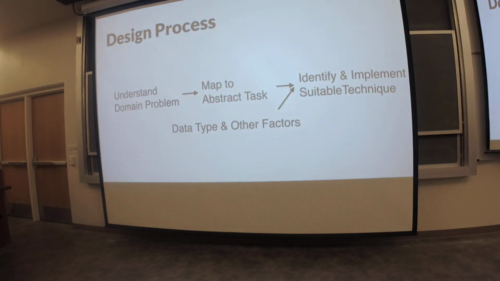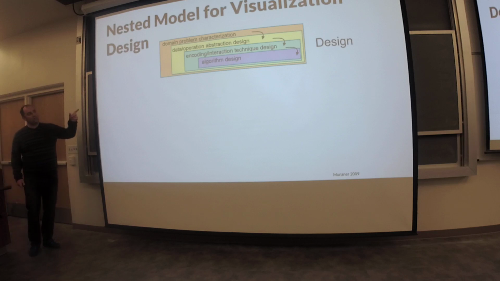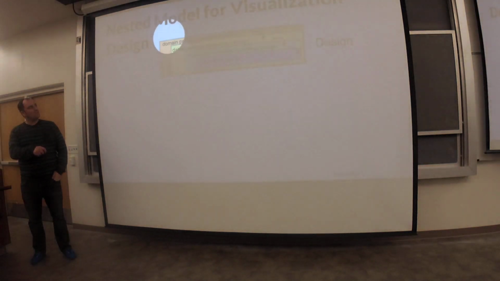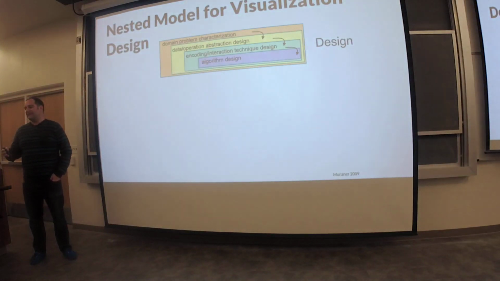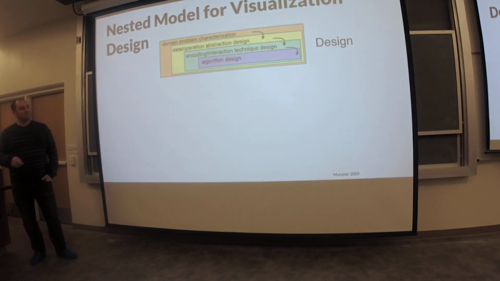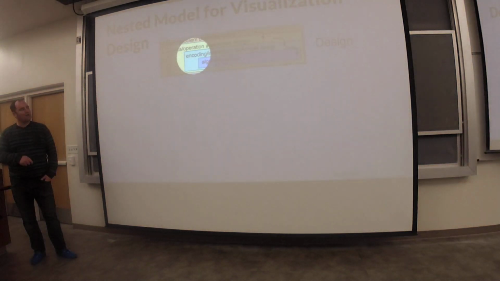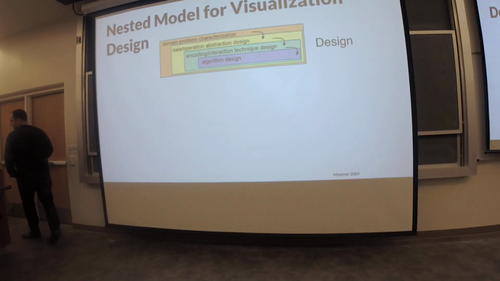Is this class only the middle, the greenish square? No, I would say we don't talk too much about this first thing here, but in this lecture we really will focus mostly on domain problem characterization and data operation abstraction design. In this class, especially when I talk about visualization techniques, I talk mostly about the green square and a little bit about algorithm design, but not all that much.